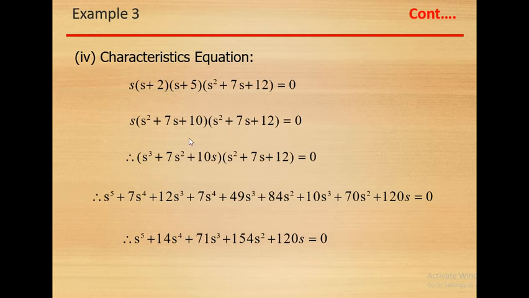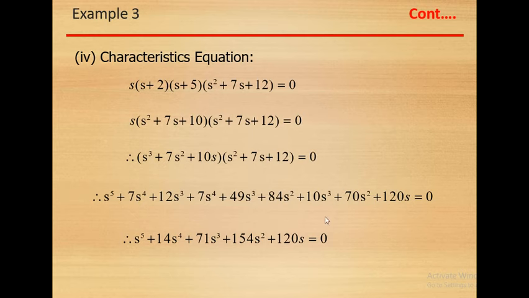Okay, then if you see the inside multiplication of this s into this one, it will become s cube, s into s square. This s into 7s is 7s square, then s into 10 is 10s. So this is the first bracket or para, and this is the second bracket or second para, that is equal to 0. So if you have to multiply this inside, s cube will be multiplied to each and every term. Then 7s square will be multiplied to each and every term, then 10s will be multiplied to each and every term.